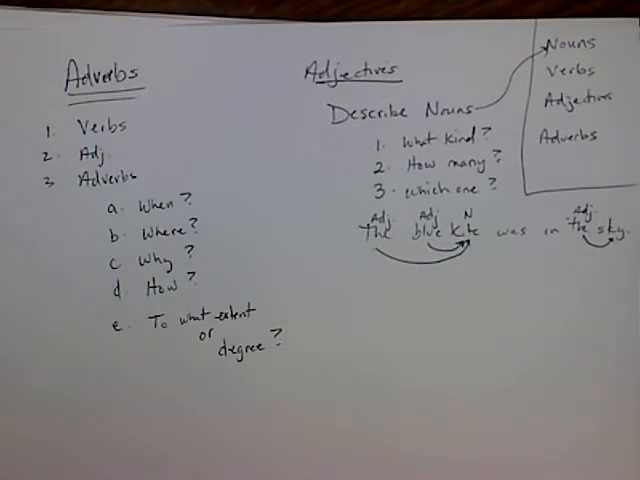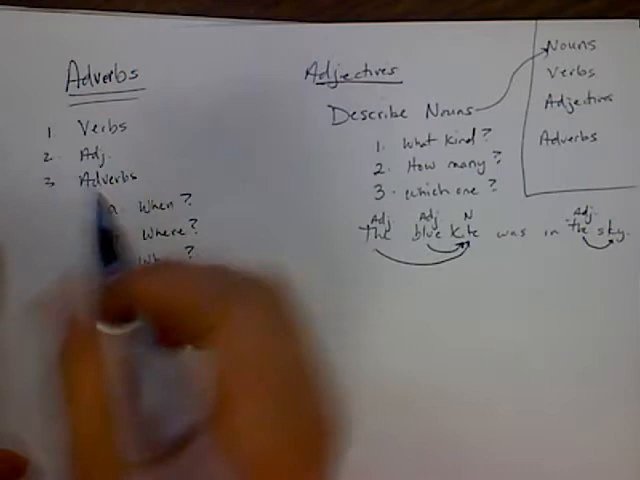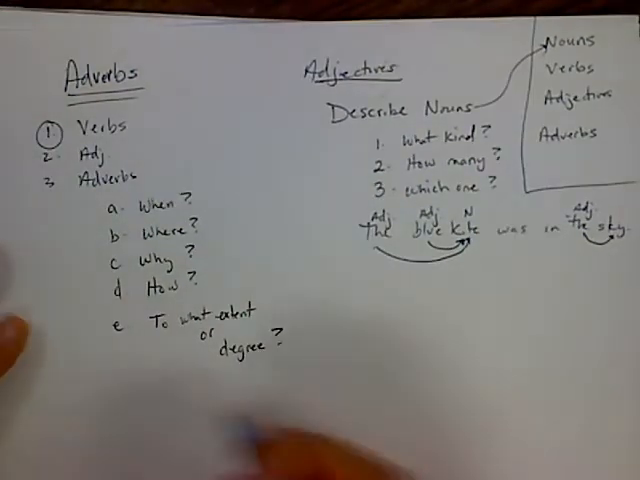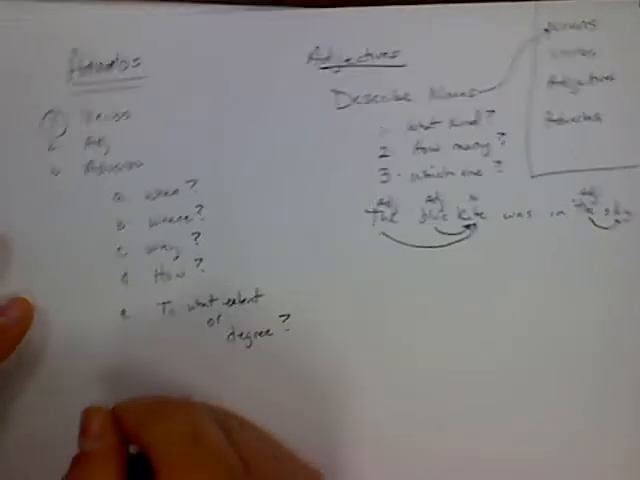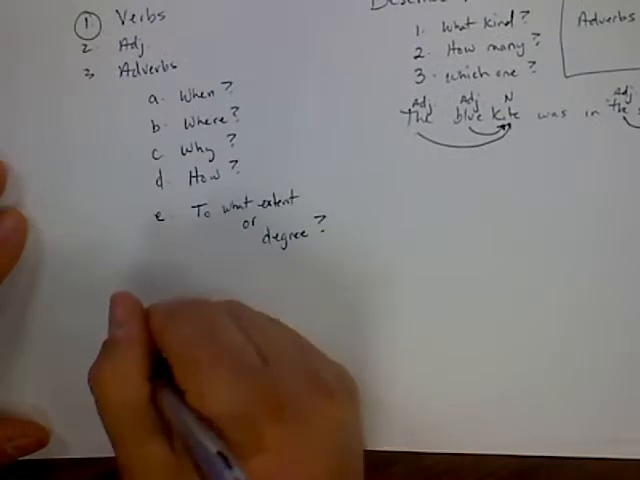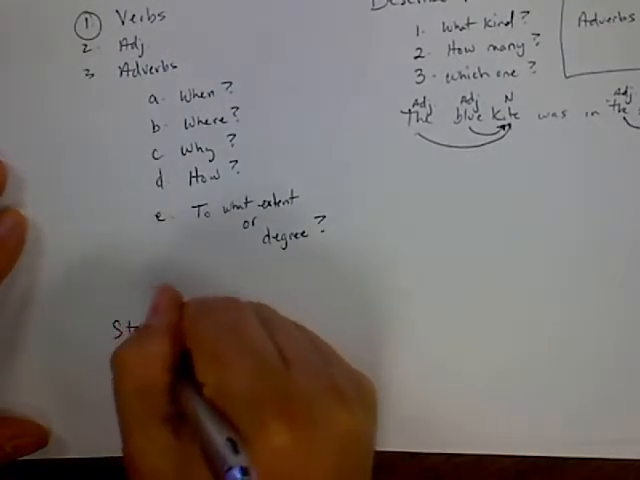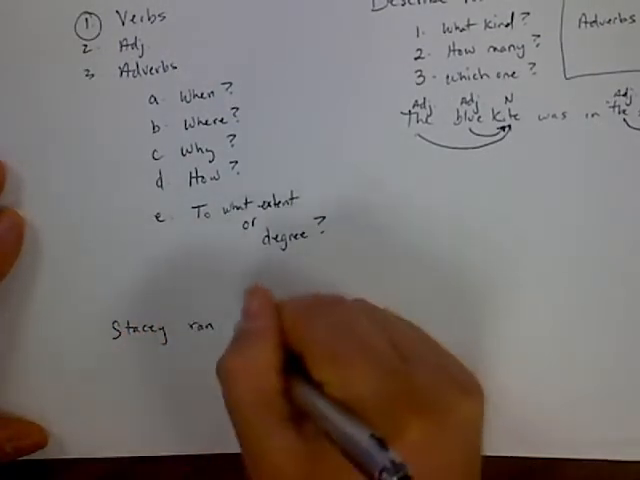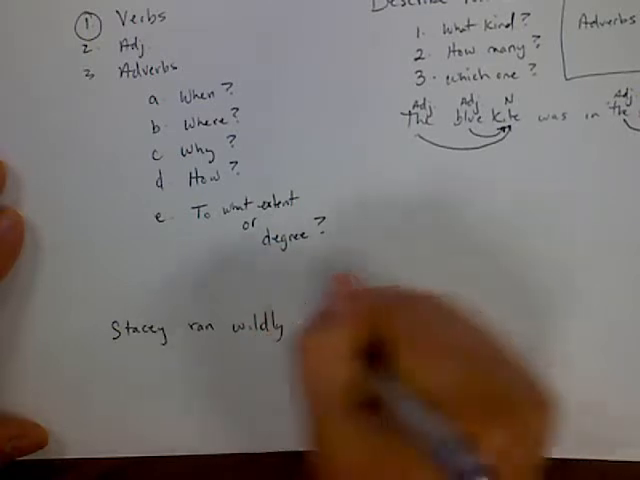And I'll explain that in a little bit. It's what I would consider like a thermometer type question, something that measures an amount, an extent, or a degree. So if I took the first one, verbs, and I give you a sentence that looked like, say, this. Stacy ran wildly through the halls.